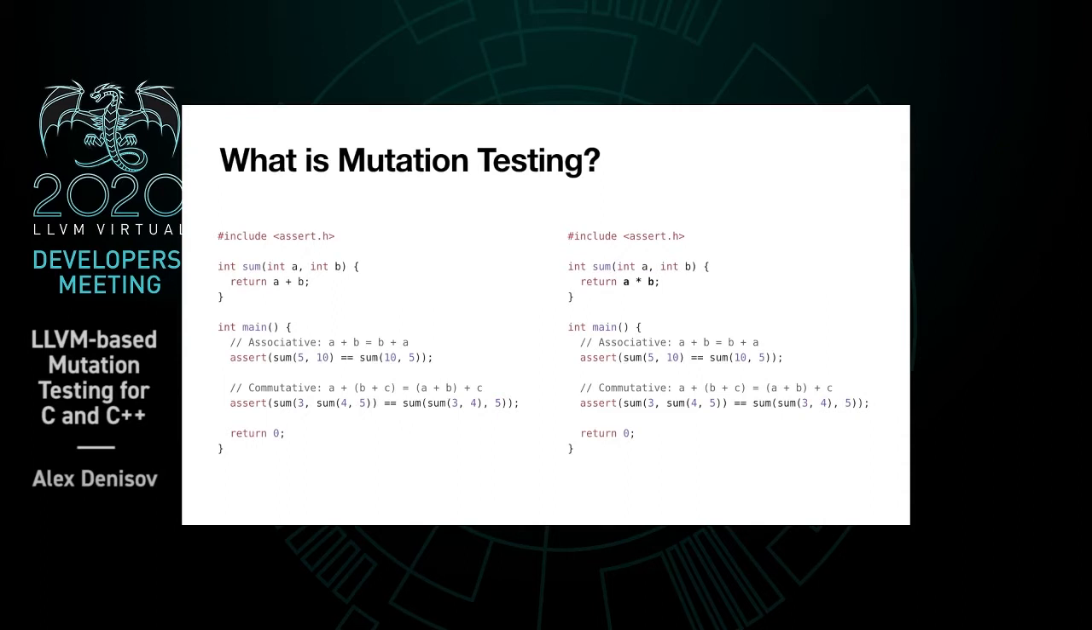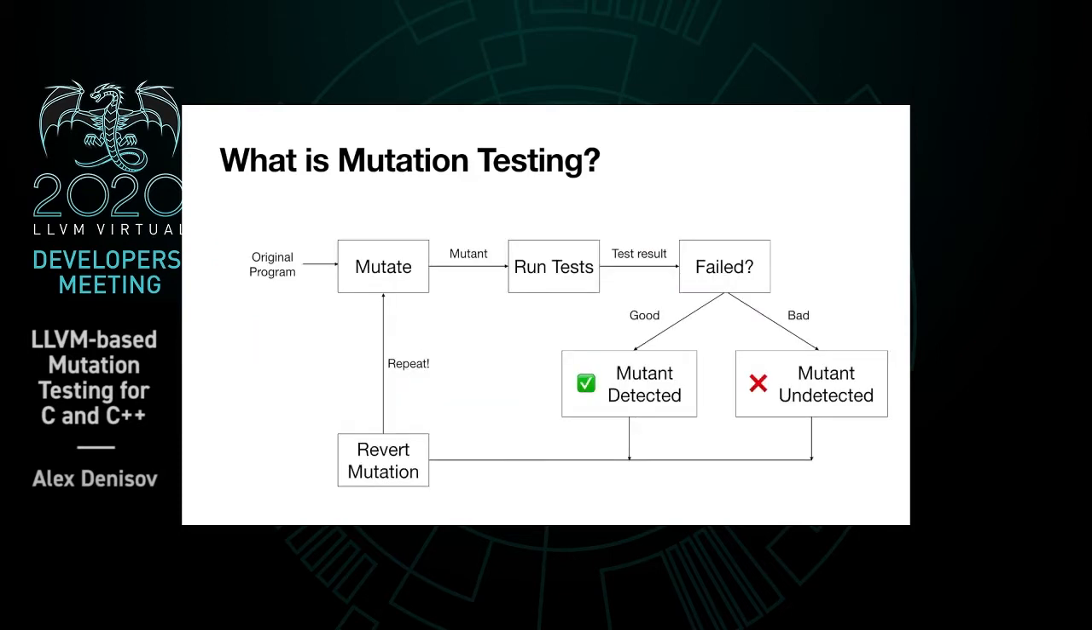Introduce small semantic changes into the program and see if these changes are detected. Schematically, it looks like this. You take the original program, add a mutation, run the tests against the mutated program and check the results. If the tests fail, then it's good, because the change is detected. Otherwise, if the tests pass, then something is wrong, either with the tests or with the program itself. This process can be repeated until you cannot come up with any new mutations.